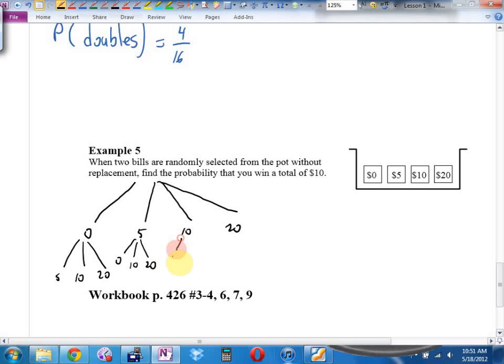Down this branch is a 0, a 5, or a 20. And down this branch is a 0, a 5, or a 10. You see why I only have 3 options at the end of each branch now? Because we're not replacing. In fact, how many possible outcomes are there here, Cassandra? 12. How many do I win $10 exactly? There, there. Is that it?